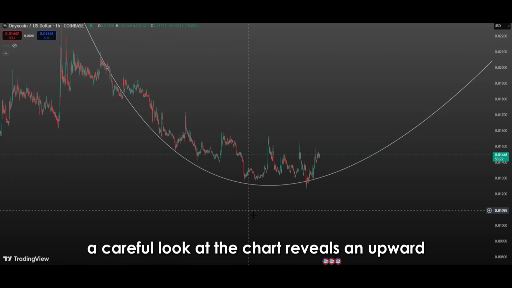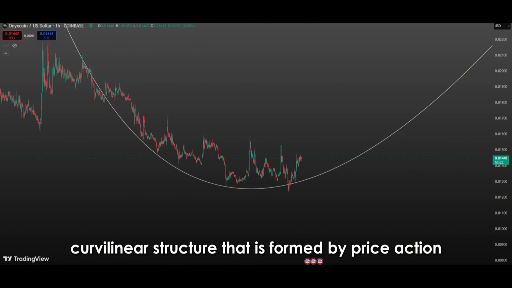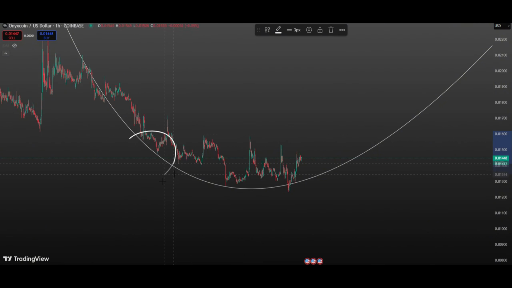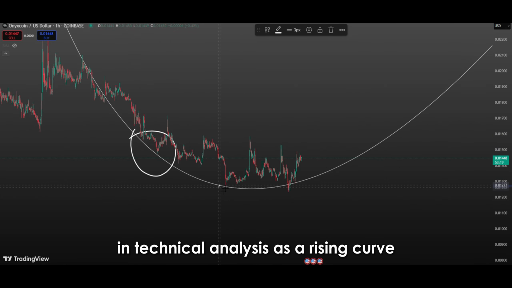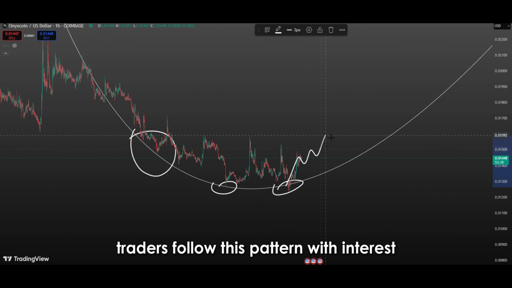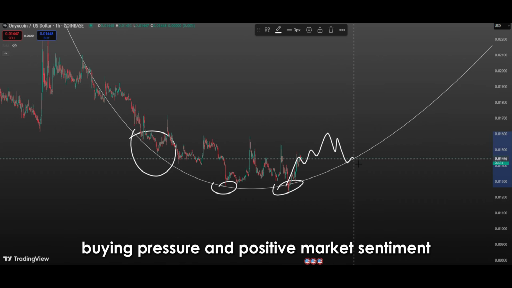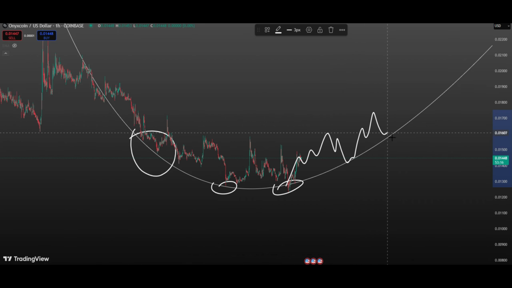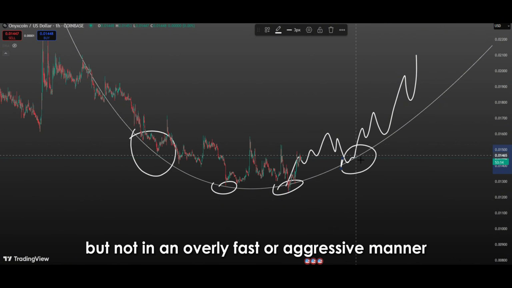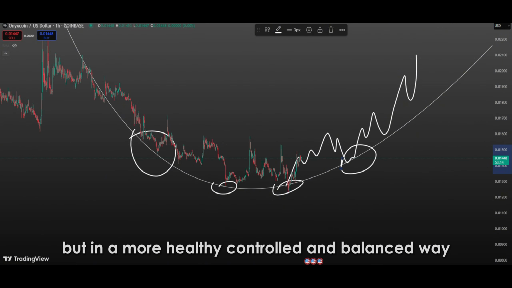A careful look at the chart reveals an upward curvilinear structure that is formed by price action in a very aesthetic and orderly manner. This type of curve is often referred to in technical analysis as a rising curve, or a parabolic bullish pattern. Traders follow this pattern with interest, as it usually represents steady buying pressure and positive market sentiment. It shows that over time the price is gaining upward momentum, but not in an overly fast or aggressive manner, but in a more healthy, controlled, and balanced way.